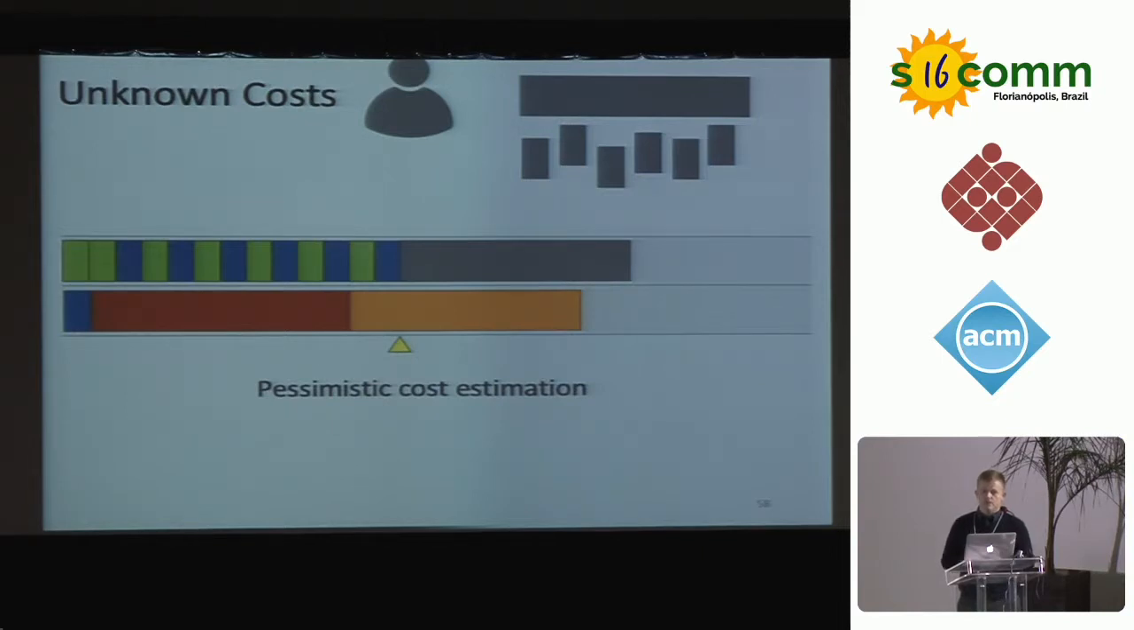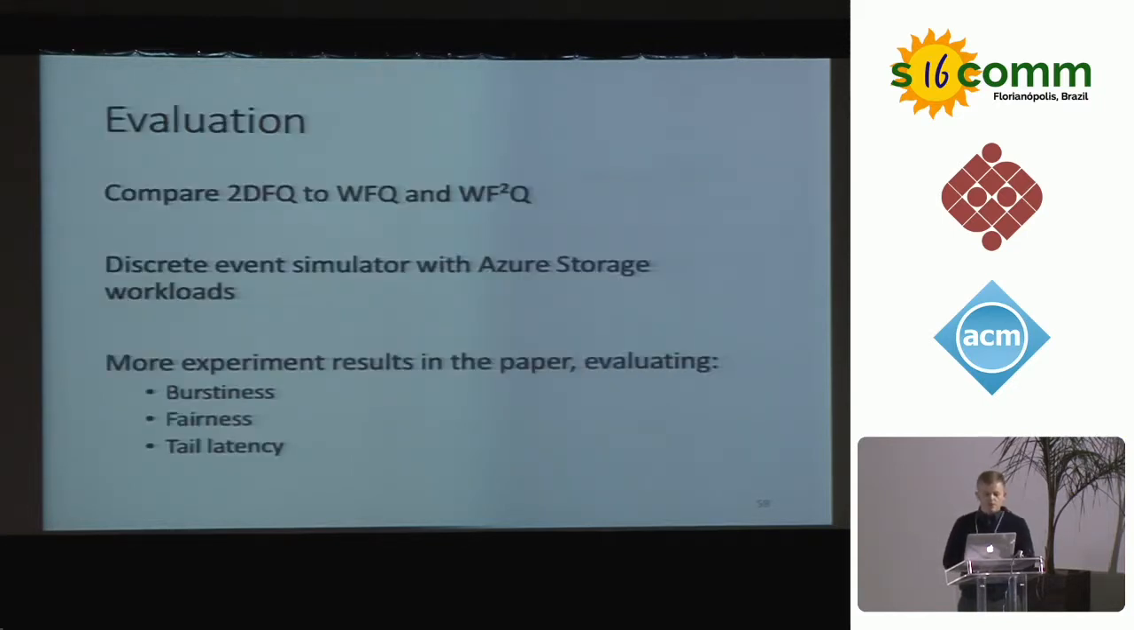In the paper, we show that this is okay to do for our workloads, because many tenants are reasonably predictable, and it's only a handful of bad tenants that are unpredictable. So moving on to evaluation, we implemented 2DFQ as well as several other algorithms, but for clarity and due to similarity in results, we present results comparing 2DFQ only to weighted fair queuing and worst-case fair weighted fair queuing. We evaluated 2DFQ in a discrete event simulator using production workloads from Azure Storage.